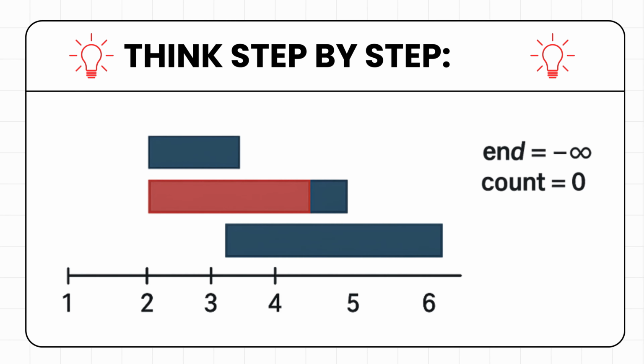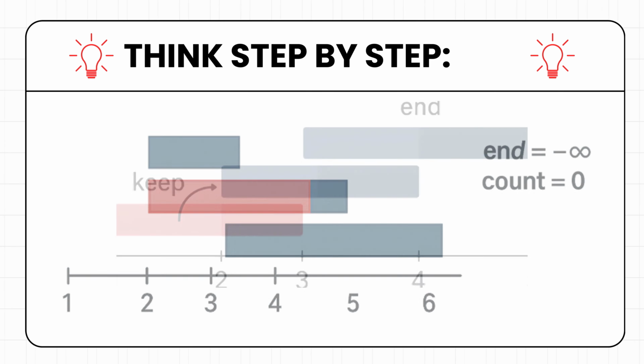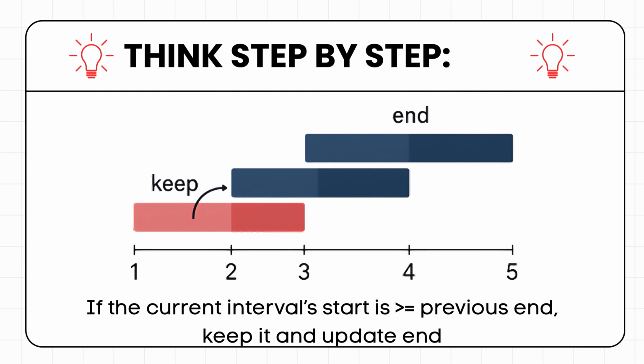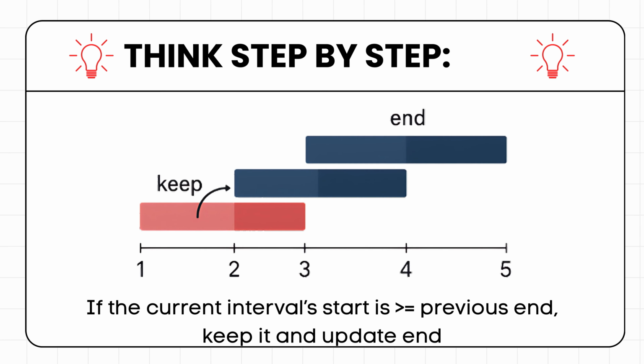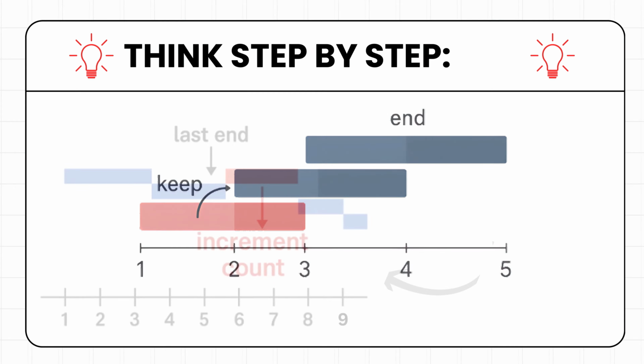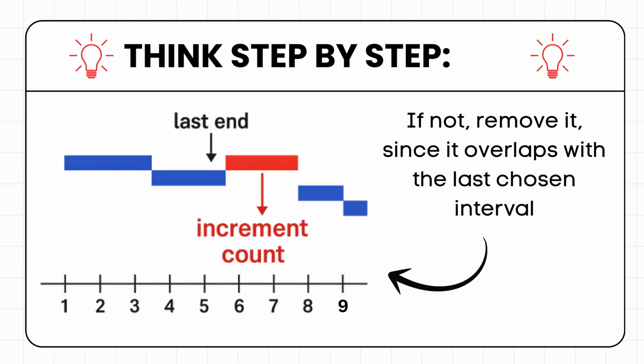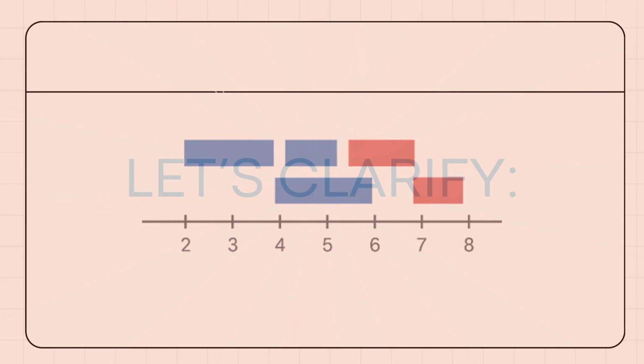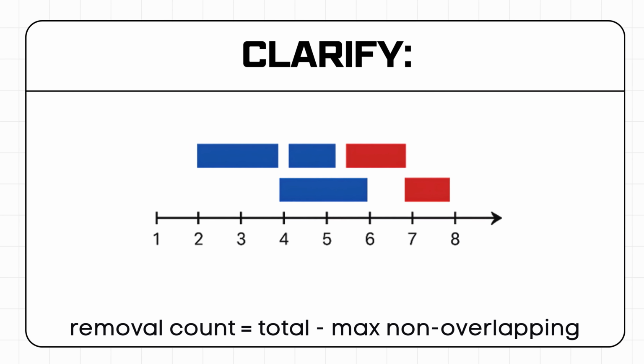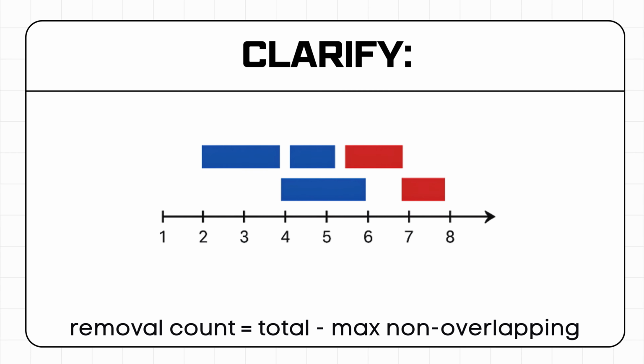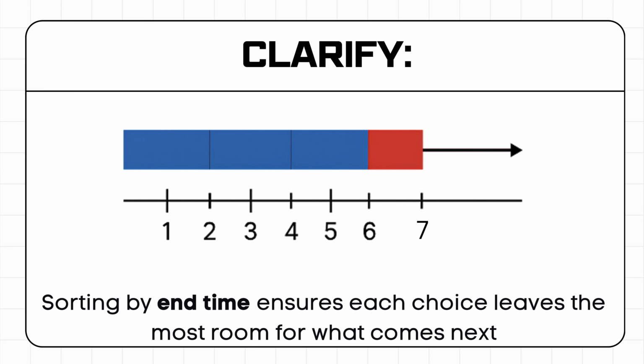Initialize end to -infinity and count to 0. Loop through the intervals. If the current interval start is greater than or equal to the previous end, keep it and update end. If not, remove it and increment count, since it overlaps with the last chosen interval. Let's clarify. You're maximizing the number of non-overlapping intervals, so removal count equals total minus max non-overlapping. Sorting by end time ensures each choice leaves the most room for what comes next.